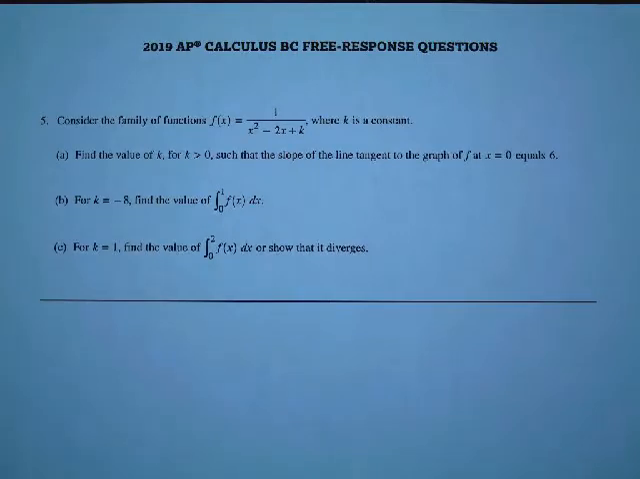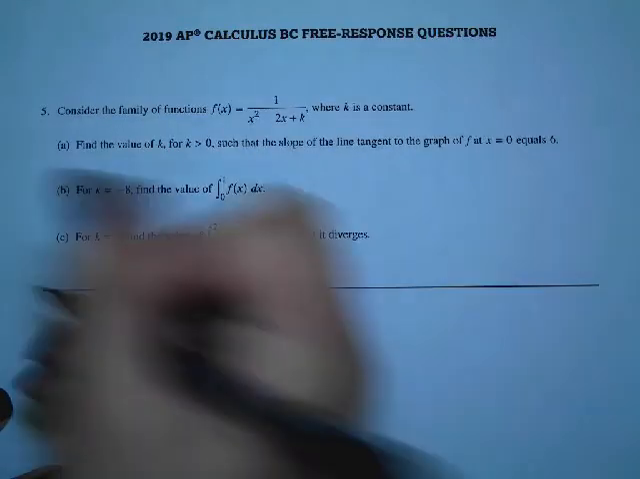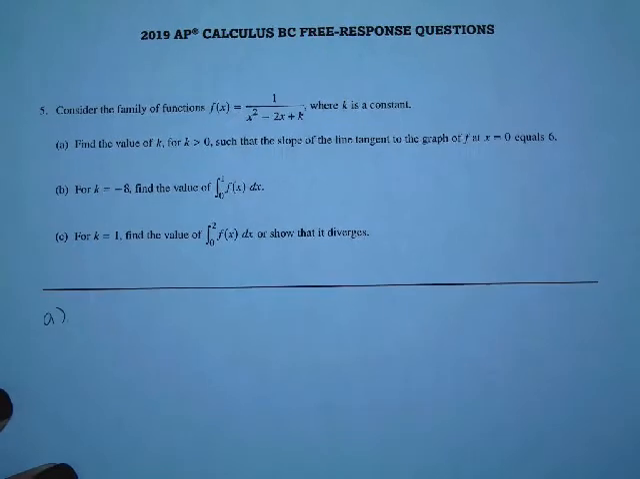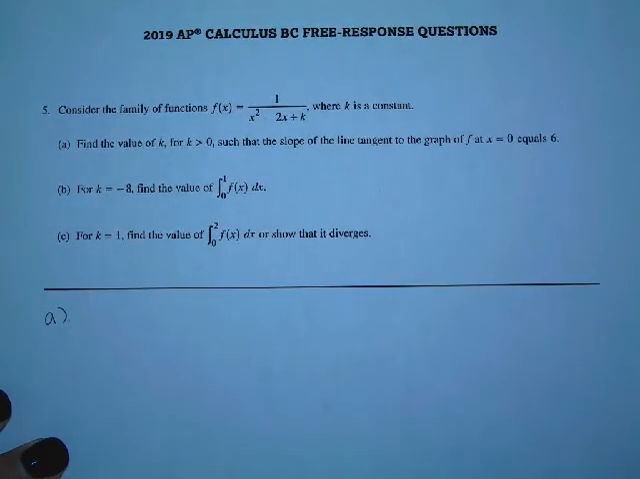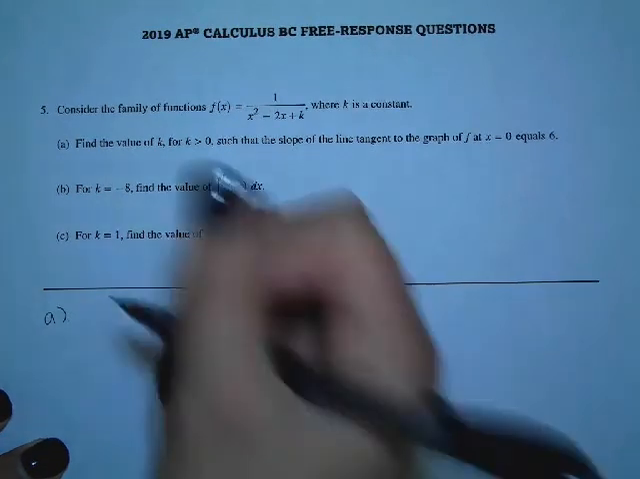All right, this is the 5th FRQ from the 2019 BC exam. First they say to find the slope of the tangent line so that it equals 6, so we need to find the value of k.